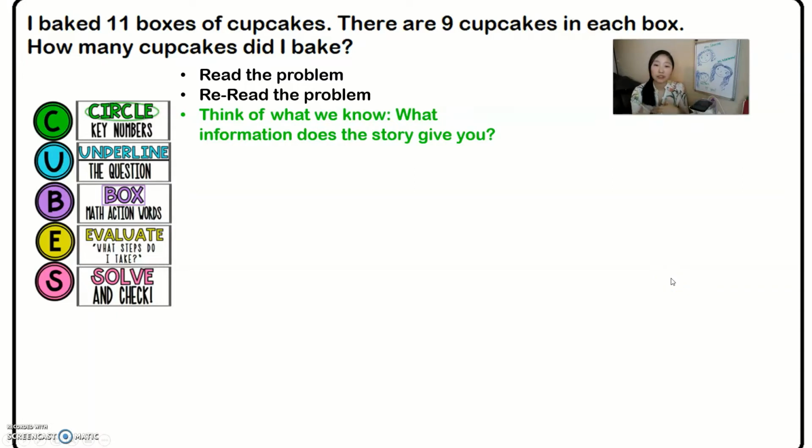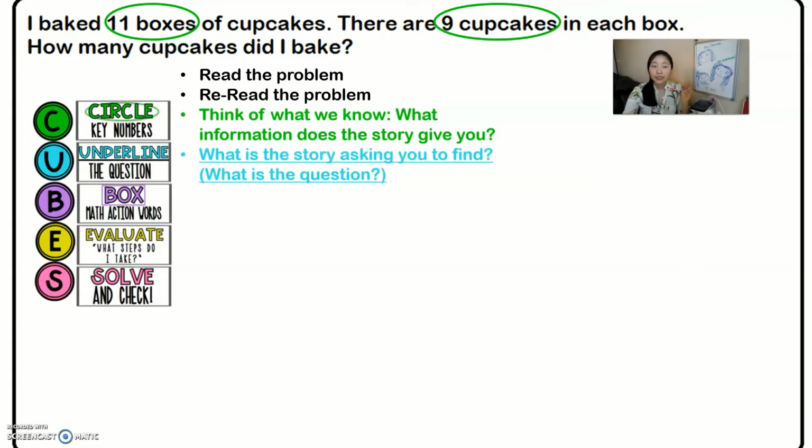What is the information that they're giving you? So let's think about the fact that, number 1, that I have 11 boxes of cupcakes. Not just 11. 11 of what? 11 boxes. There are 9 cupcakes in each box. So 9 cupcakes, 11 boxes. Second thing is you underline the question. Now you need to think about what are they asking me to find. And you need to find how many cupcakes did I bake?